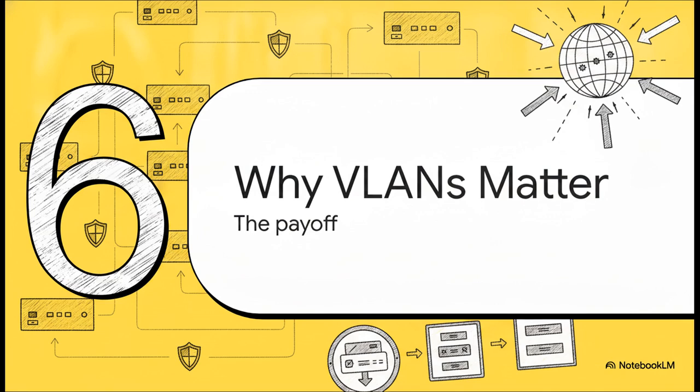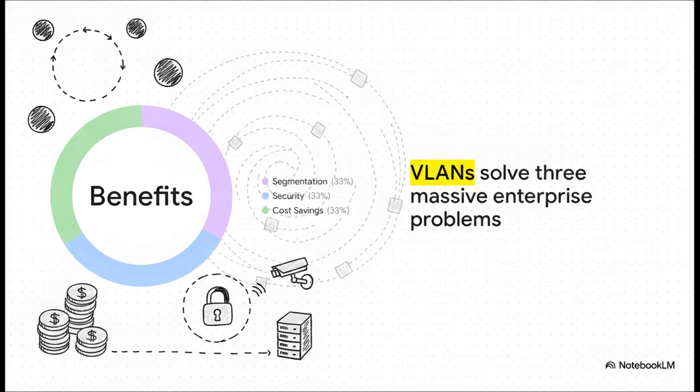Section 6. Why VLANs matter today. The payoff. When you step back, VLANs elegantly solve three massive enterprise problems simultaneously. First, segmentation. By breaking up broadcast domains, you eliminate network congestion and drastically improve performance. Second, security. You can easily isolate risky things like internet-connected security cameras or IoT devices, keeping them far, far away from your secure servers. And third, cost. You accomplish all of this logical separation without having to buy dozens of physical switches, which saves tremendous amounts of money and physical rack space.